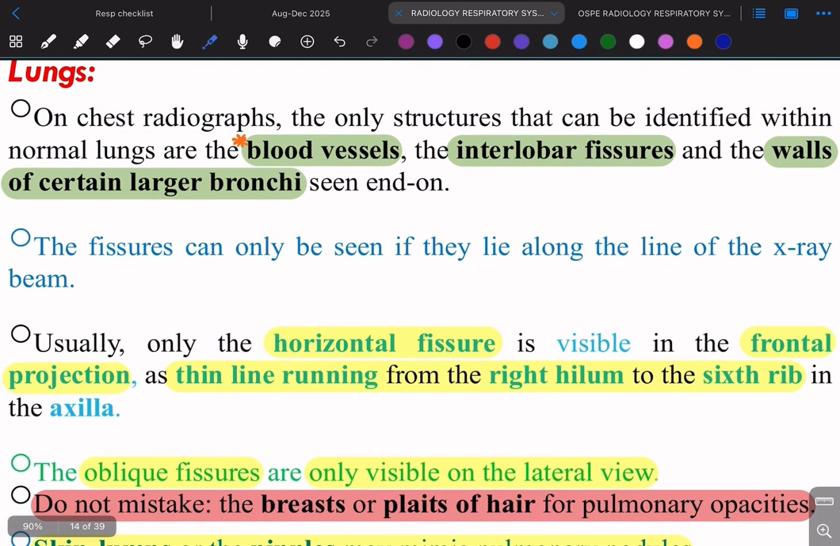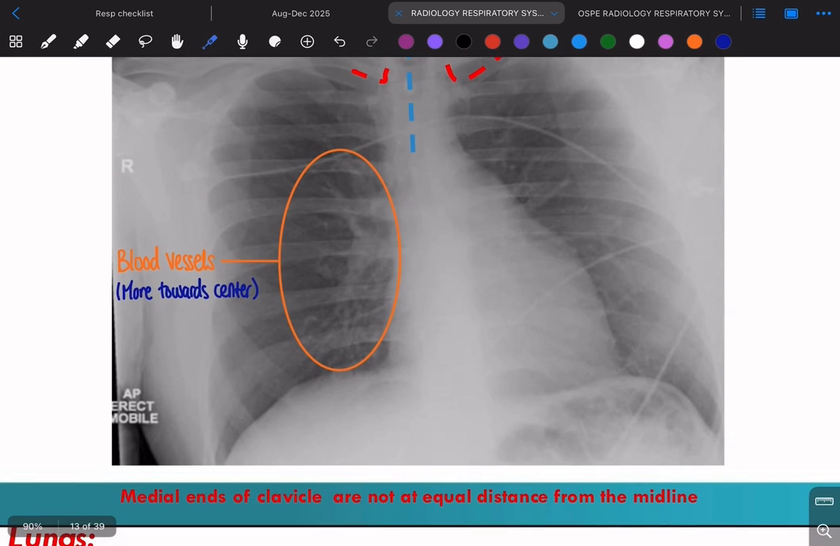We have three structures that could be visible inside the lungs. First one are the blood vessels, then the interlobular fissures, and the walls of certain bronchi. But the fissures and walls of certain bronchi are not always visible. The ones that are always or mostly visible are the blood vessels. And here we can see them.